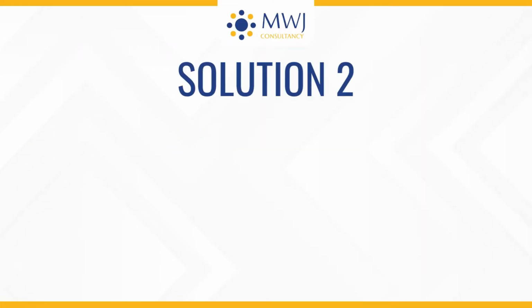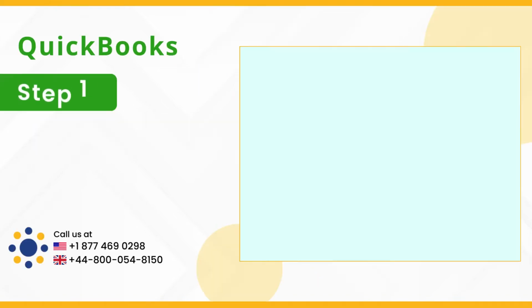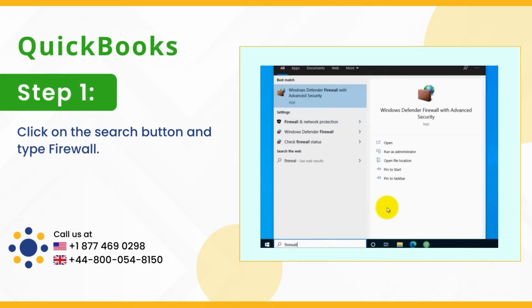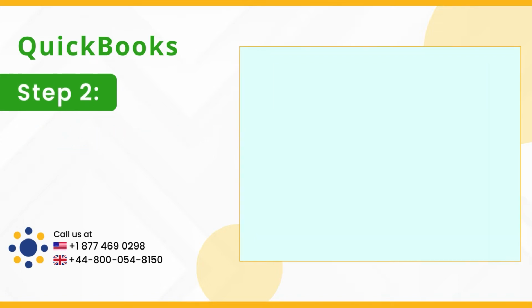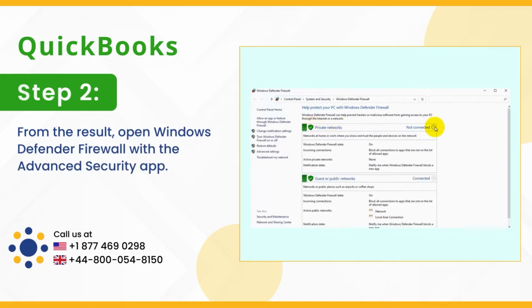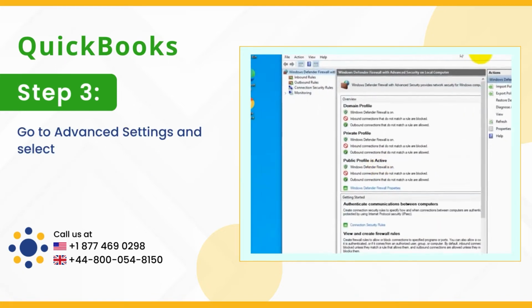Solution 2. Configure firewall ports and set up exception for QuickBooks. Step 1. Click on the search button and type firewall. Step 2. From the result, open Windows Defender Firewall with Advanced Security app. Step 3. Go to Advanced Settings and select Inbound Rule.